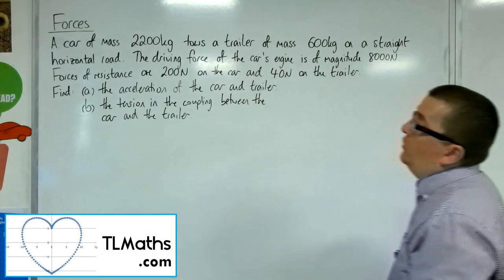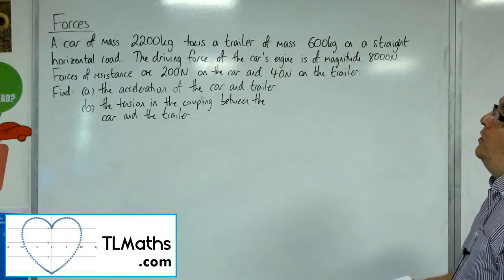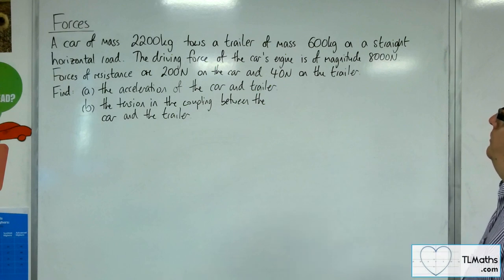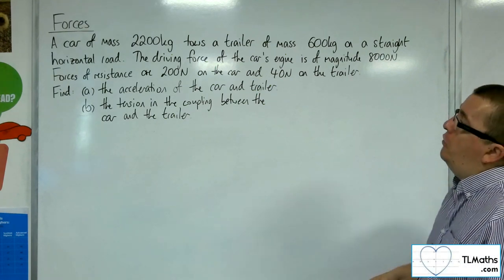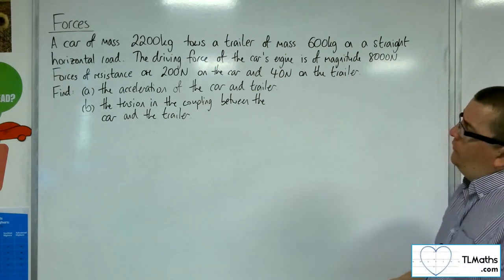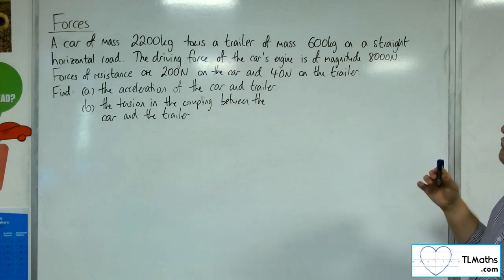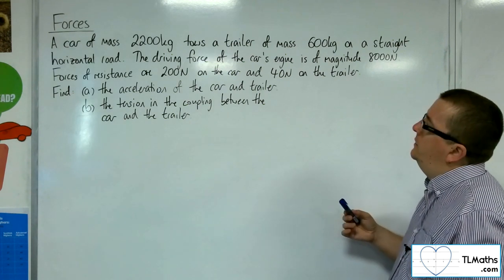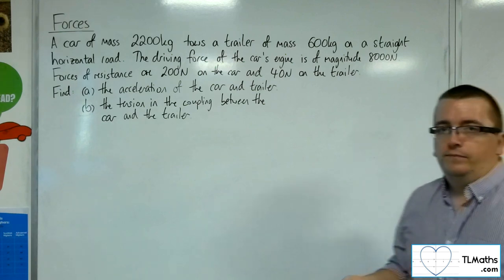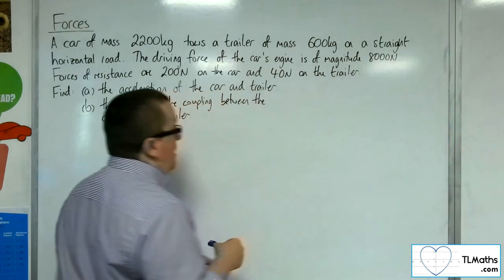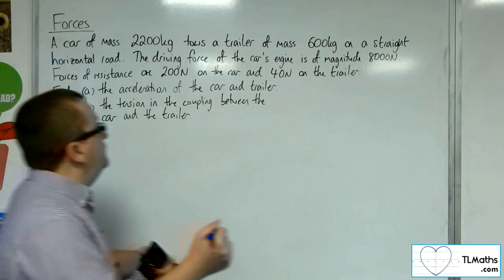Okay, in this video, we've got a car of mass 2,200 kilos towing a trailer of mass 600 kilos on a straight horizontal road. The driving force of the car's engine is of magnitude 8,000 newtons. Forces of resistance are 200 newtons on the car and 40 newtons on the trailer. Okay, so let's draw a diagram so we can visualize what's going on.